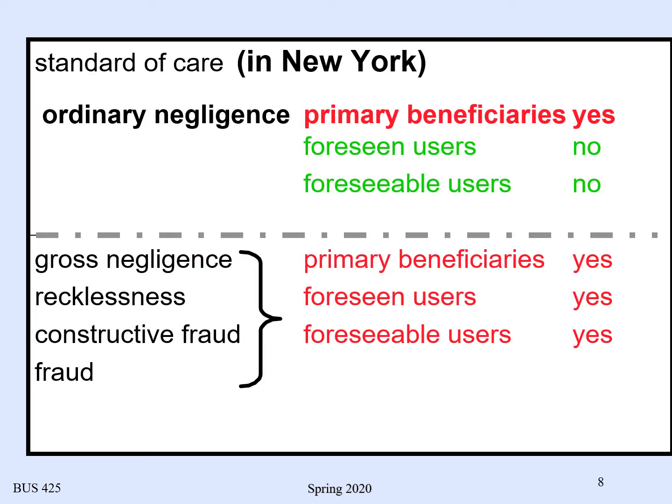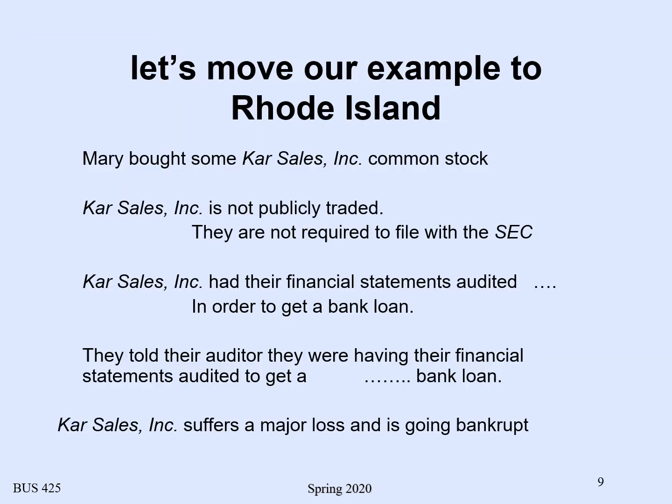In New York, auditors are only liable to the primary beneficiary for ordinary negligence. If it's gross negligence or constructive fraud, we would expect the auditor to be liable to primary beneficiaries, foreseen users, foreseeable users, in other words, to all third-party investors. But for ordinary negligence in New York, auditors are only liable to the primary beneficiary.